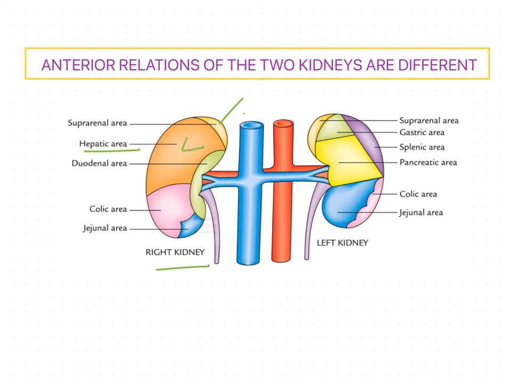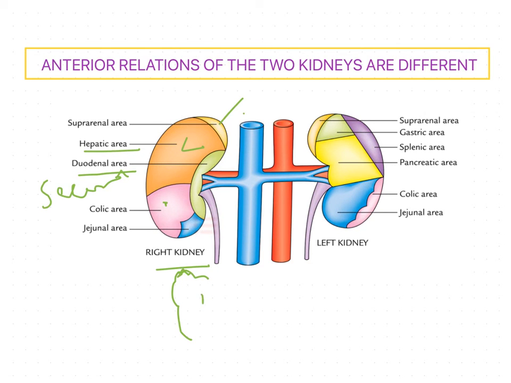So this one is related to the liver, and at the hilum region, that is the renal sinus region, you can find the duodenal area, where it is related to the second part of the duodenum. And the fourth one is the hepatic flexure of the colon. That means the ascending part of the colon, where the upper part of the ascending colon is related to the kidney, becomes the hepatic flexure of the colon.